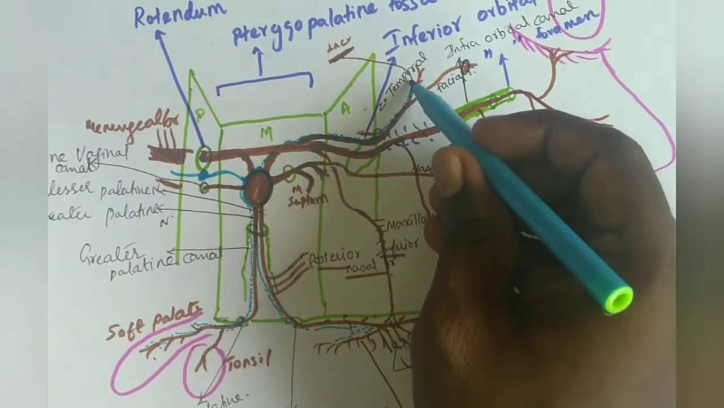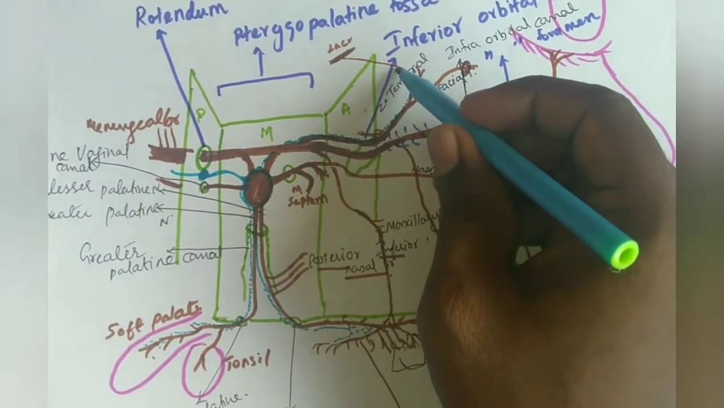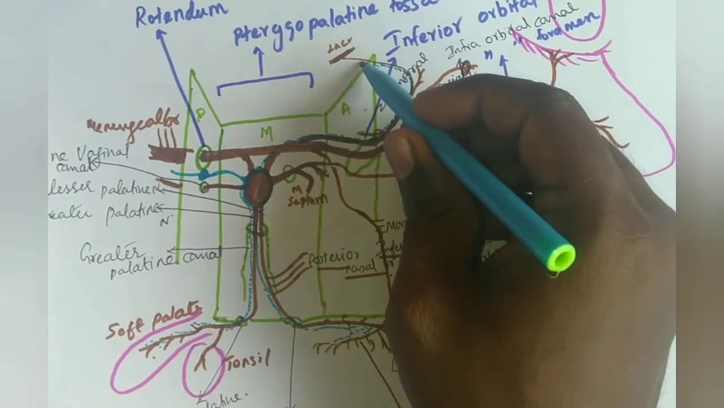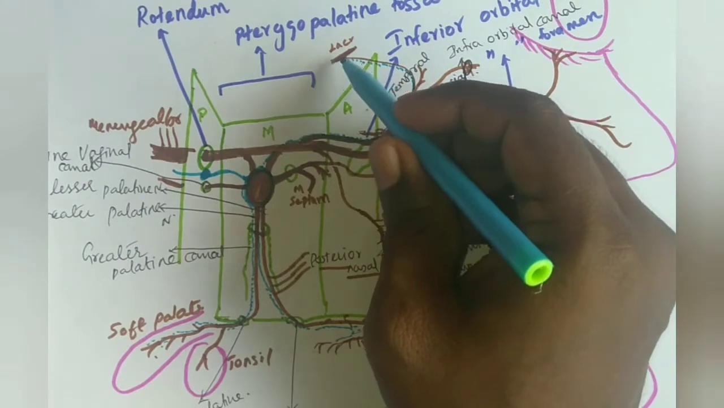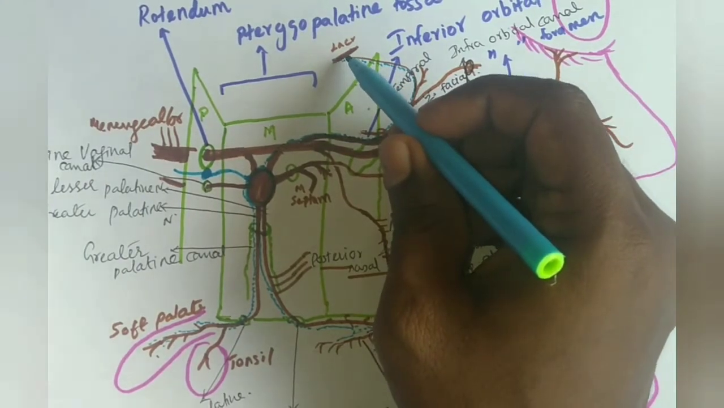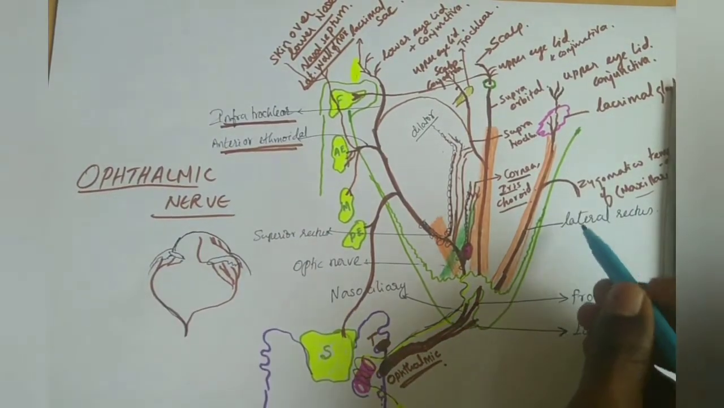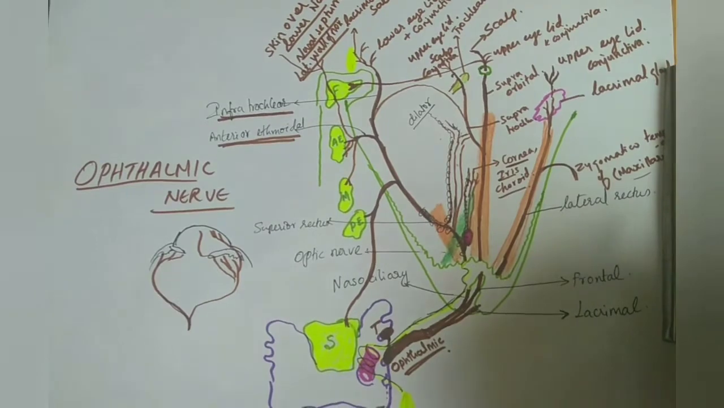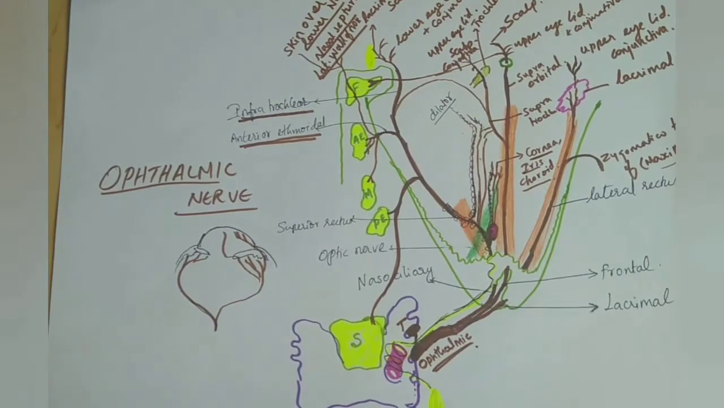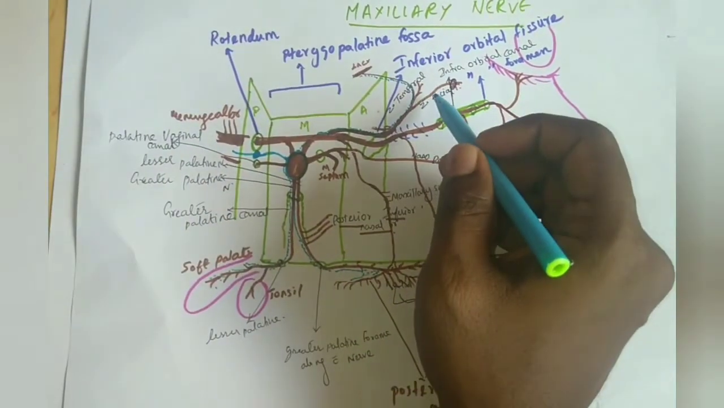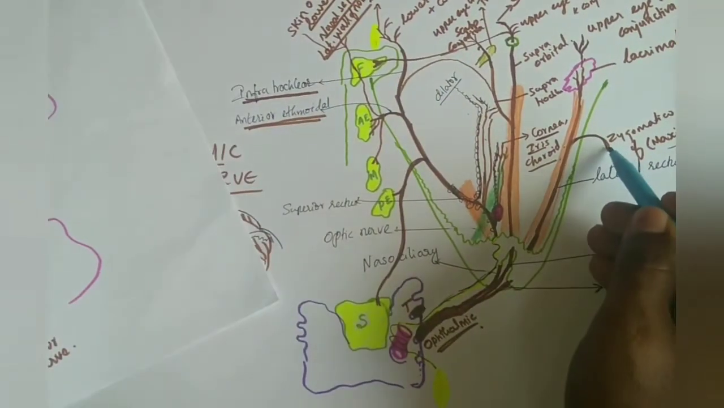This is the zygomaticotemporal nerve and this is the zygomaticofacial nerve. The nerve will go via the zygomaticotemporal branch to reach a communicating branch to the lacrimal nerve. You can see that it is communicating with the lacrimal nerve. In the ophthalmic nerve there is a lacrimal branch. So this zygomaticotemporal nerve from the maxillary nerve is joined to the lacrimal nerve. This is a communicating branch.